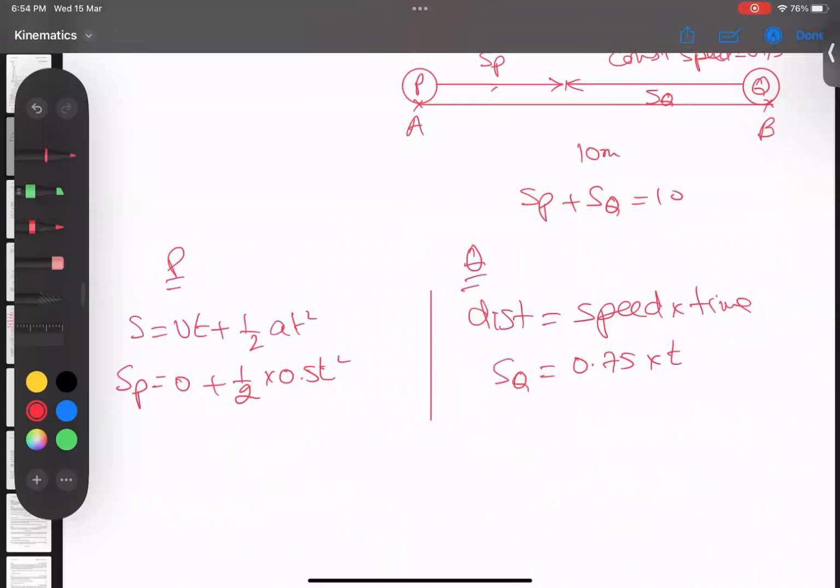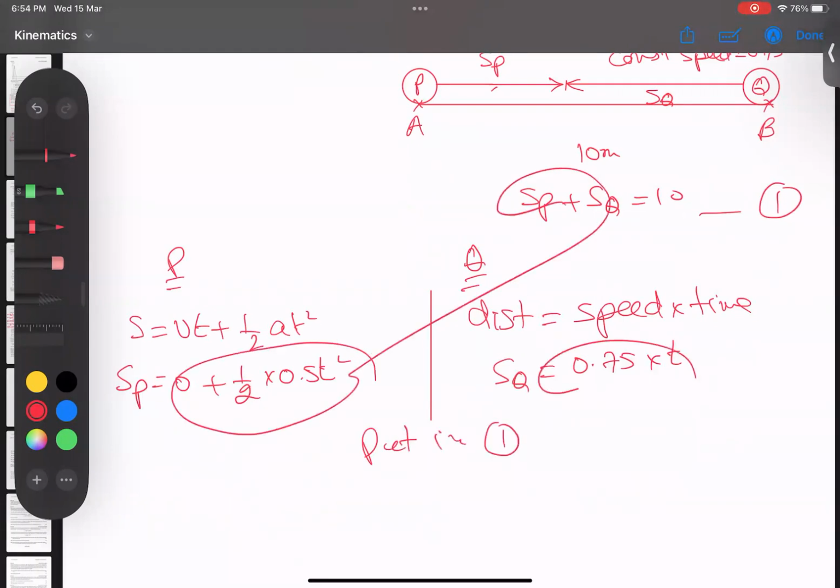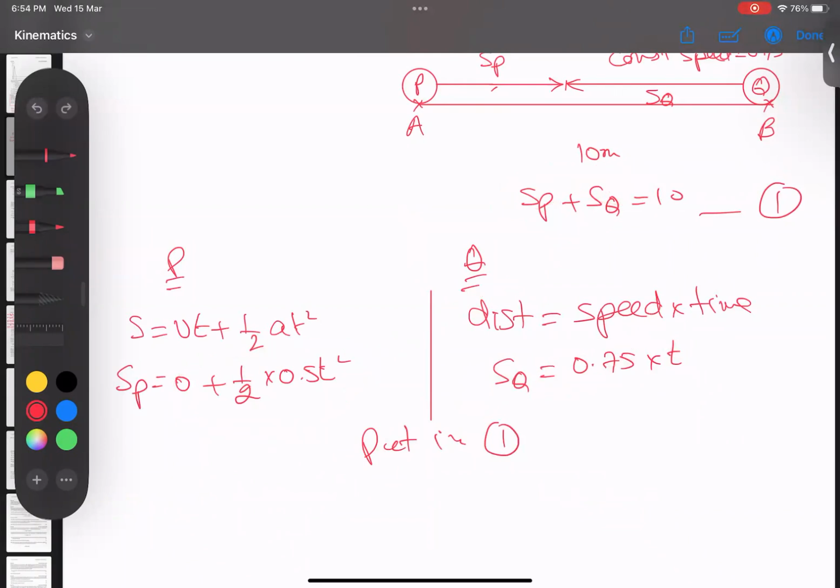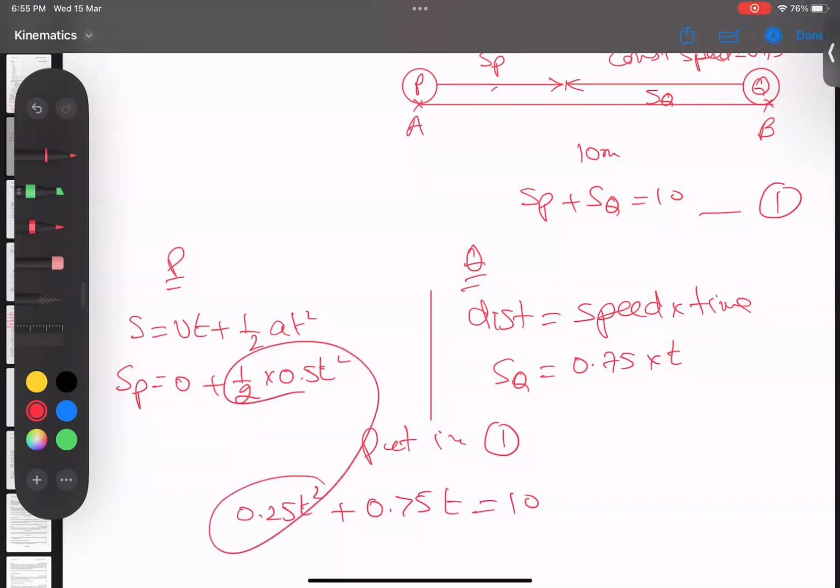This is SQ. Now I'm putting in the values. This value goes here and this value goes here. Half into 0.5 gives us 0.25, plus 0.75 T equals 10. I hope the point is very clear: this part comes from here and the other part comes from here. Up till here, no confusion at all.